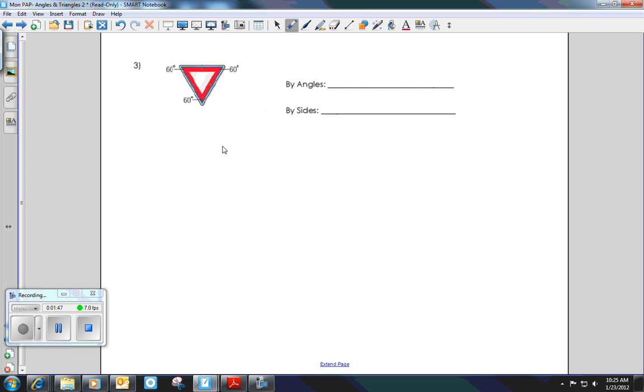On this triangle, we can see that all the angles match, 60, 60, 60. So they're all acute. So this is an acute triangle. And by sides, we see there's one single hash mark on every side. That means all the sides match. That makes it an equilateral.